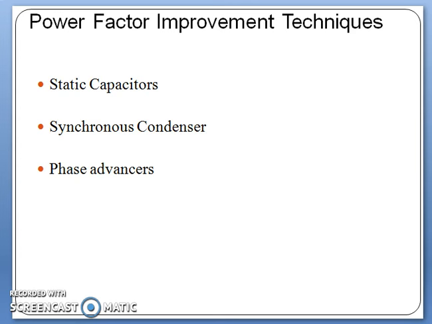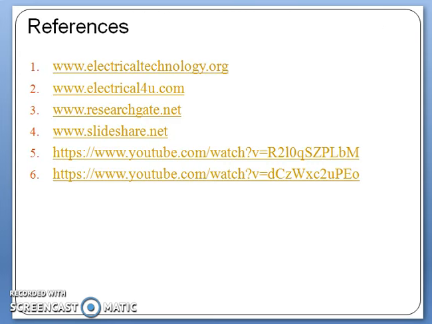And our next topic is power factor improvement techniques. By installing a static capacitor, synchronous condenser and phase advancer at the load side, we can improve the power factor of the system. And in this slide, we have given some references.